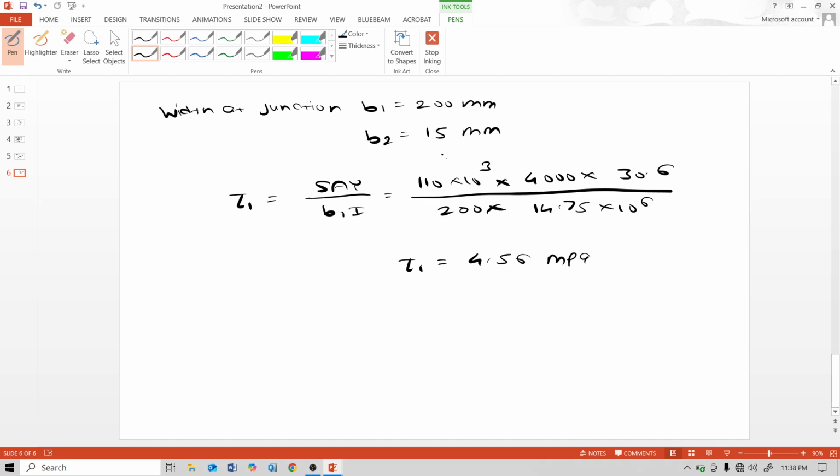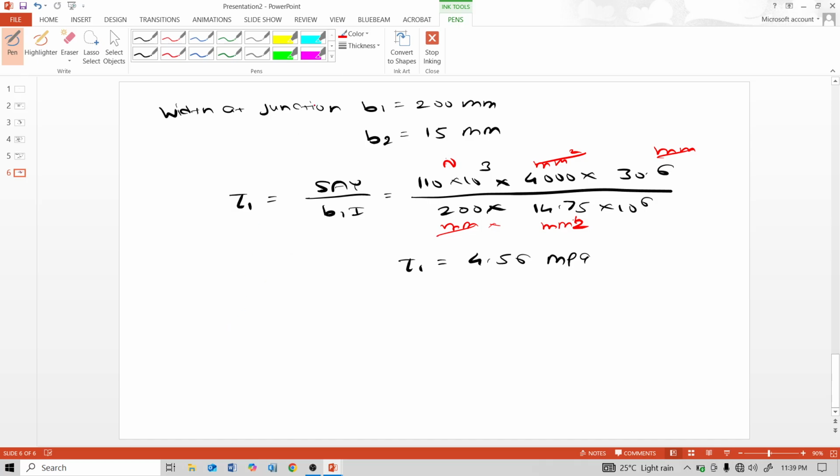This S is in Newton. This area is in mm square. Y is in mm. B1 is also in mm. And this moment of inertia is in mm raised to 4. That means this mm gets cancelled, this mm square and mm square get cancelled. The remaining is Newton per mm square, which is MPa, 4.56 MPa. This is the stress at junction, the first stress for that flange portion.